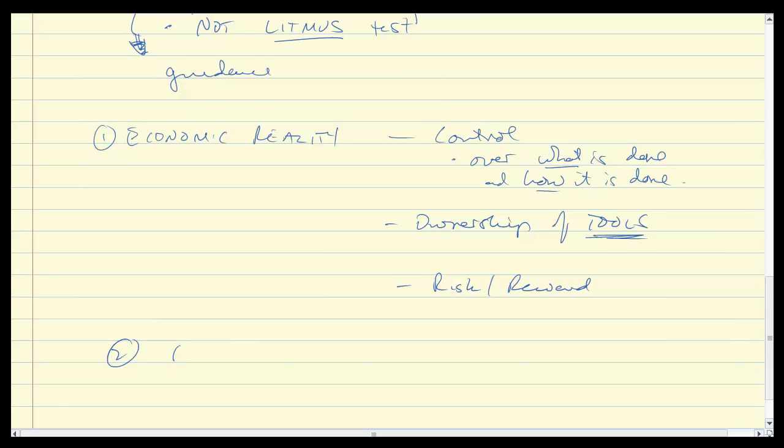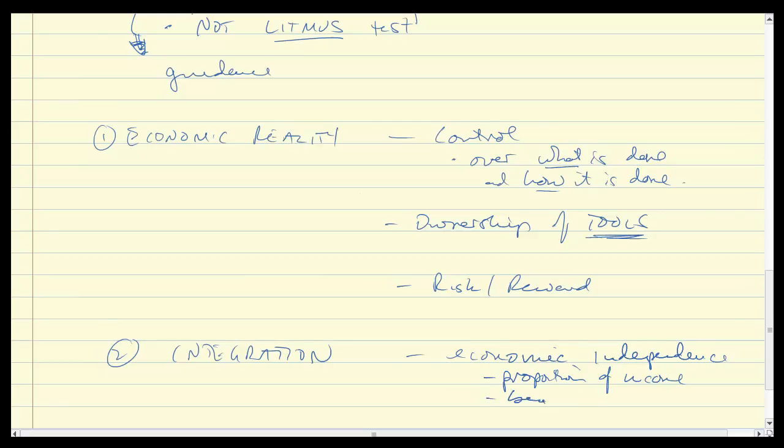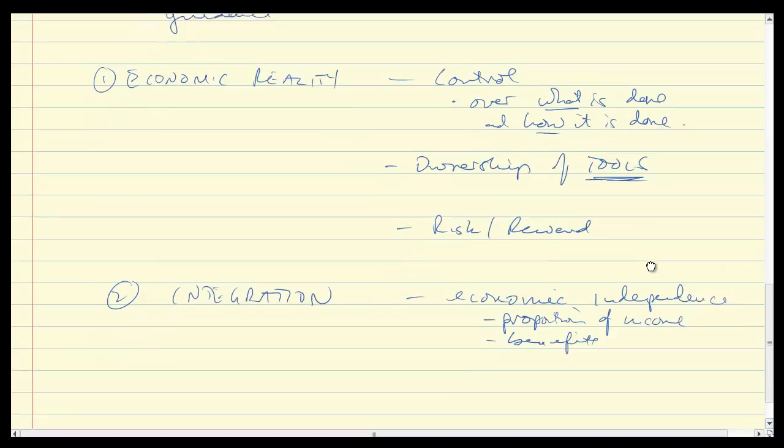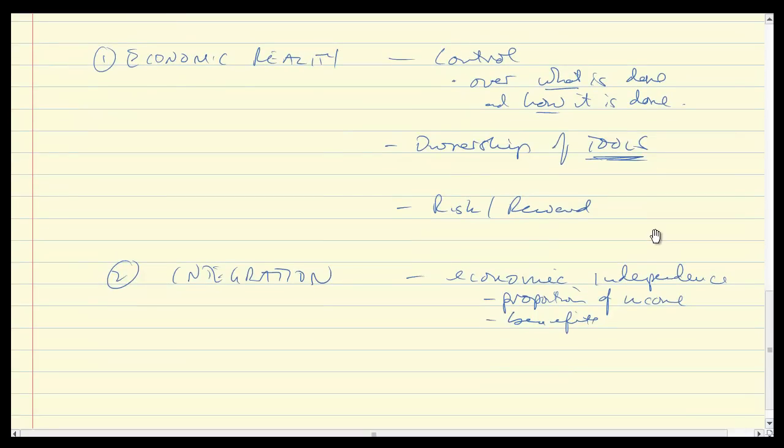The second test is the integration test. And what this really comes down to, at least in my mind, is economic independence. The more economically independent the worker is from ACO, the more he looks like a contractor. And this administratively comes down to things like the proportion of the worker's income that comes from ACO, and things like benefits. So if I need this contract in order to survive, I look like I'm dependent on them, and therefore I look like an employee.